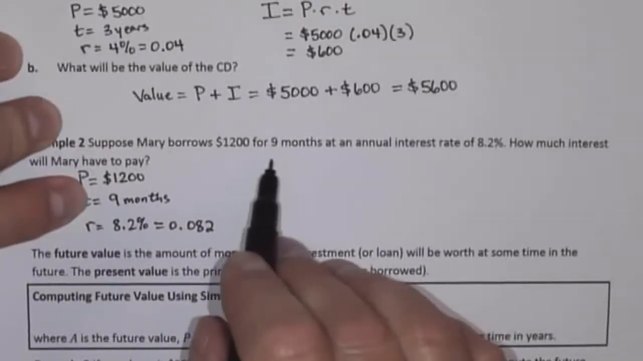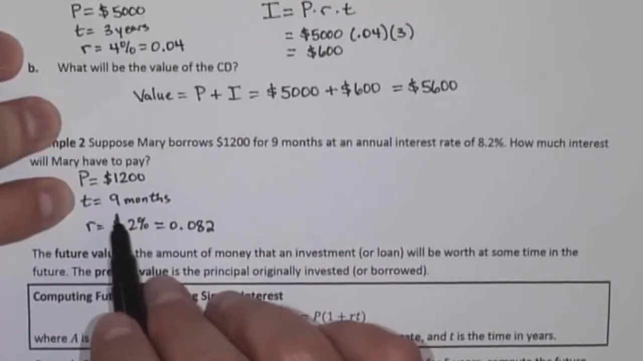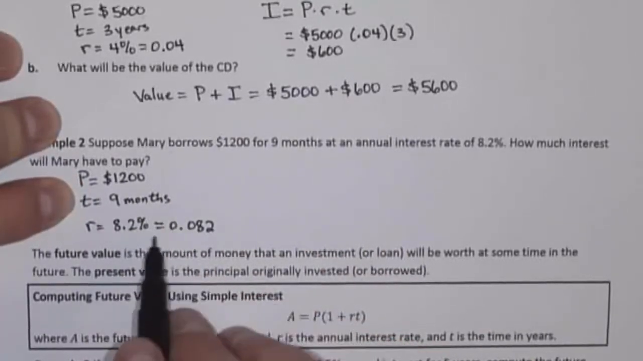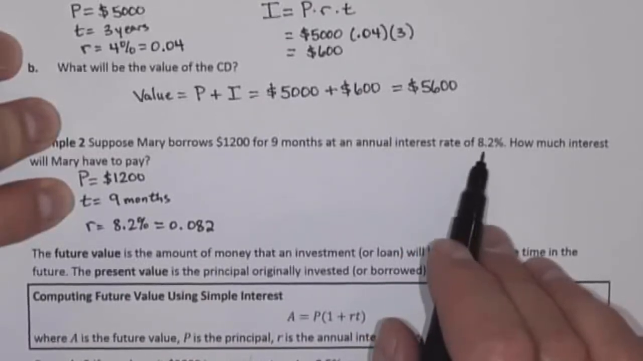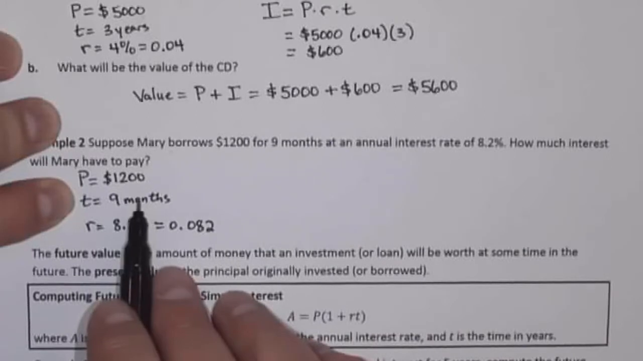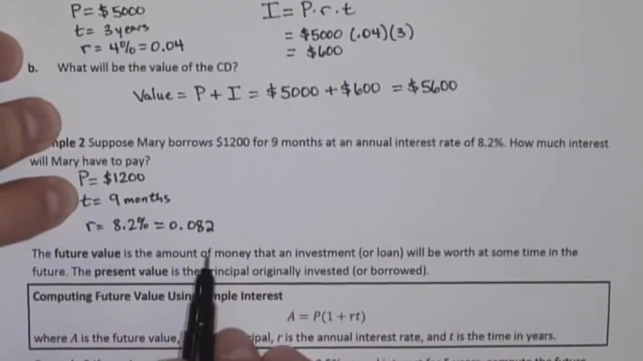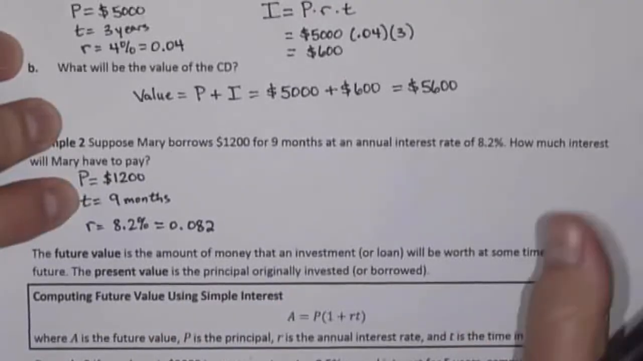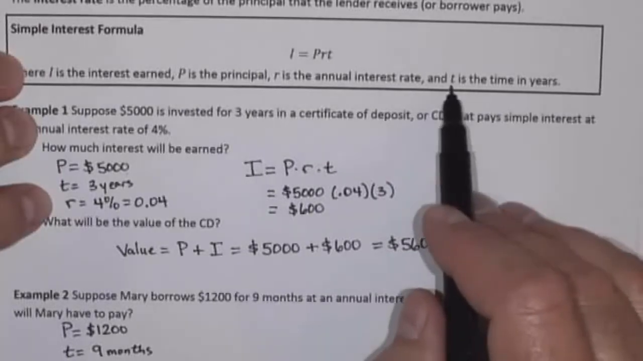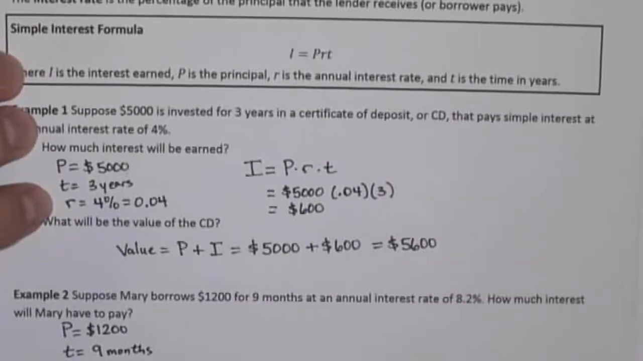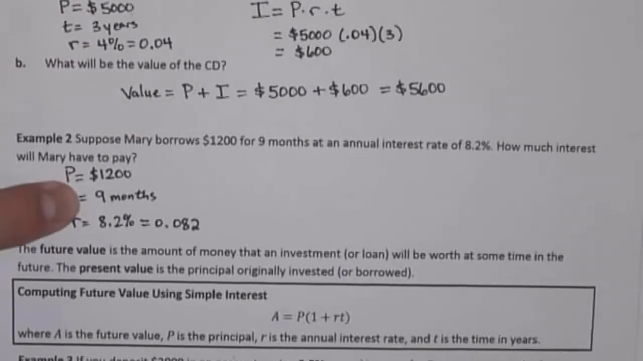Now, the catch on this problem is that the time in this case is months. It's 9 months. But our interest rate is an annual interest rate, so it's 8.2% per year. Well, we can't mix months with years. We have to have the same time unit on both of those. So again, if you'll remember back up here, in our simple interest formula, T is the time in years, not the time in months. So we need to convert our 9 months to years.